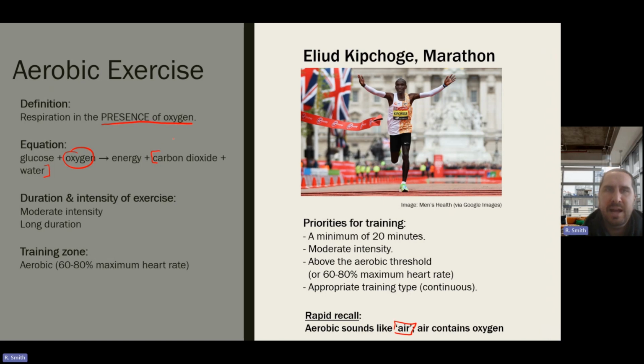When we're working aerobically, it's typically at a moderate intensity with a long duration. So we need to be working typically for over 20 minutes if we're going to get cardiovascular benefits. The aerobic training zone, so we need to be working above the aerobic training threshold, which is 60%, and working between 60 and 80% of our maximum heart rate.